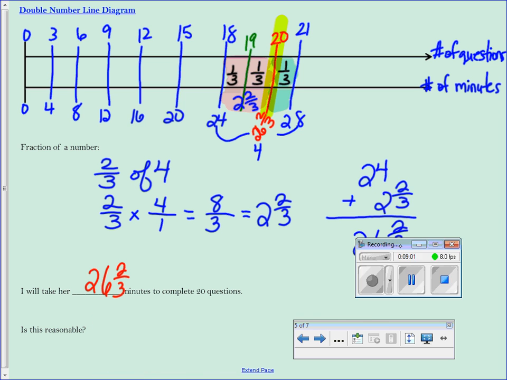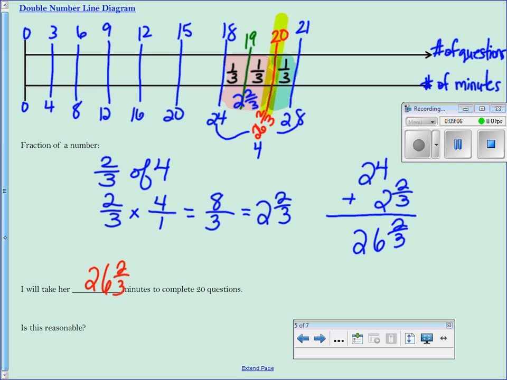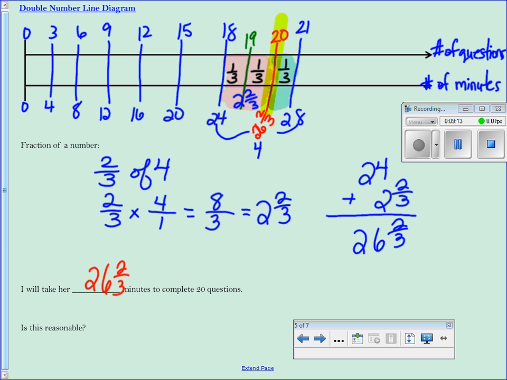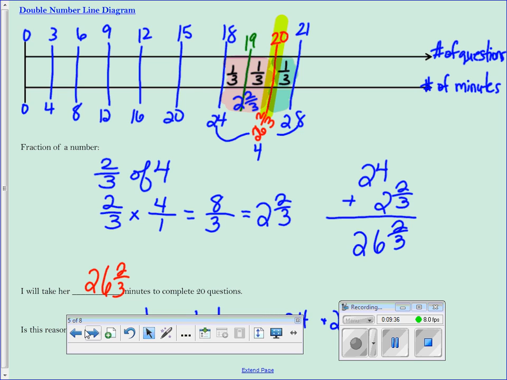Okay? Is that reasonable? Does 26 fall between 24 and 28? Yes, that's reasonable. But are we done? Is that what they're asking us? So reasonable? Yes. It is between 24 and 28. Okay, but we didn't answer the question.